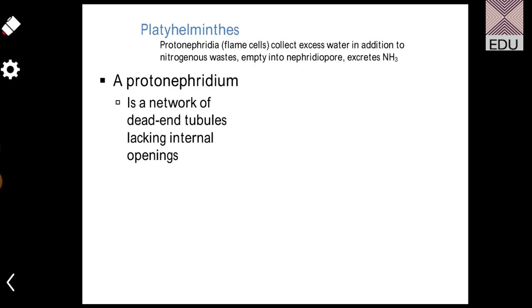A flame cell has a number of cilia which are vibrating on both sides, and they look like a flame. That's why they have been given the name flame cells, because of the presence of the vibrating cilia. So they lack any kind of internal openings. So they are blind protonephridia which are present in Platyhelminthes.